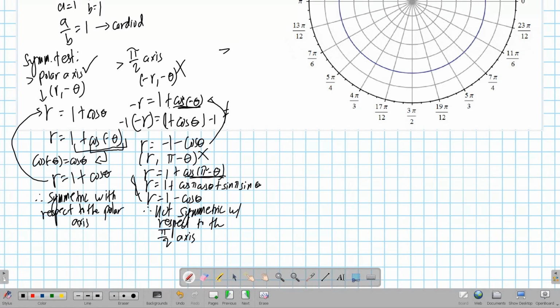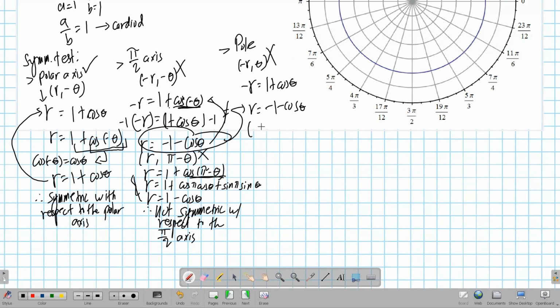Now, the last thing to check is if it's symmetric with respect to the pole. So if it's symmetric with respect to the pole, then we have to check first with negative r, theta. If it's negative r, then negative r equals 1 plus cosine theta, and we know that if we do this, it comes up like this: r is equal to negative 1 minus cosine theta. So it doesn't work here.